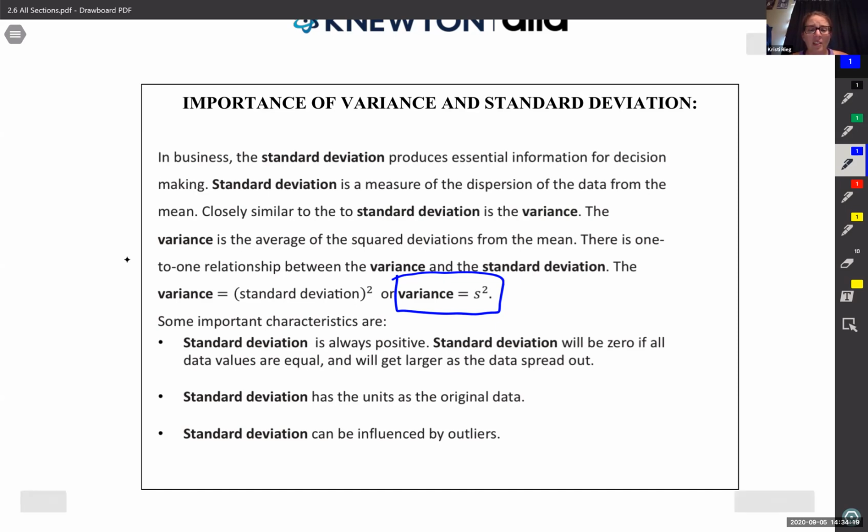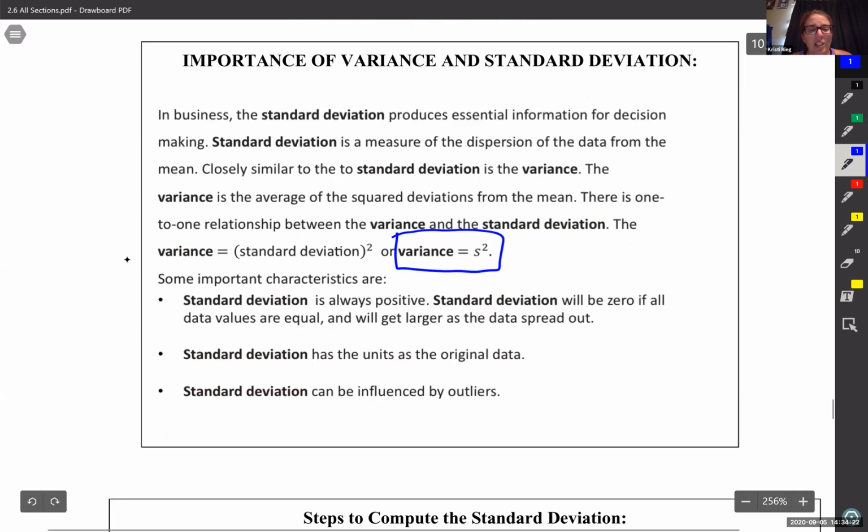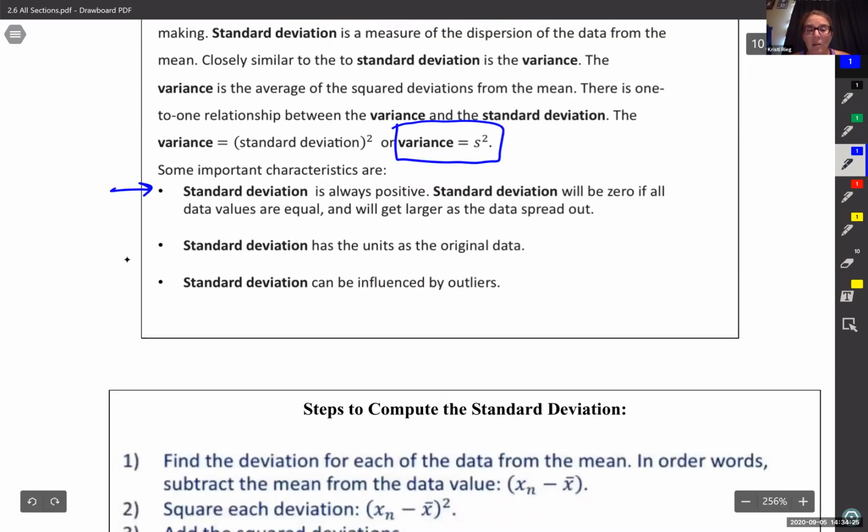So these are the 3 takeaways from here. Standard deviation is always positive. It can be 0, but it won't be negative. Standard deviation has the same units as the original data, and standard deviation can be influenced by outliers. So it's similar to the mean in that it can be influenced by outliers. In fact, we talk about the standard deviation and the mean together as a package set. The other package set we talk about is the 5-number summary, which includes the median. That is one package, and that's like a minor package. The standard deviation and mean go together, and this is a very big deal.